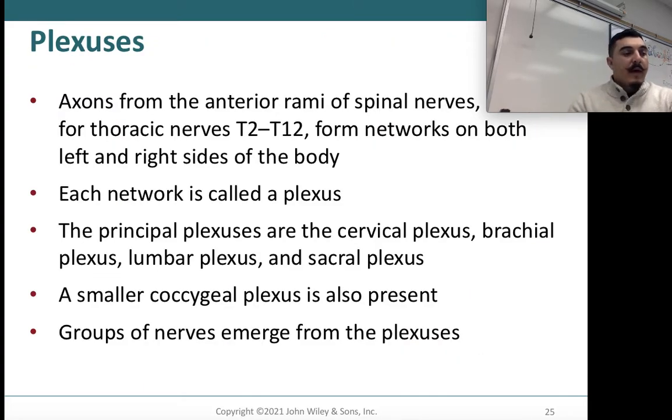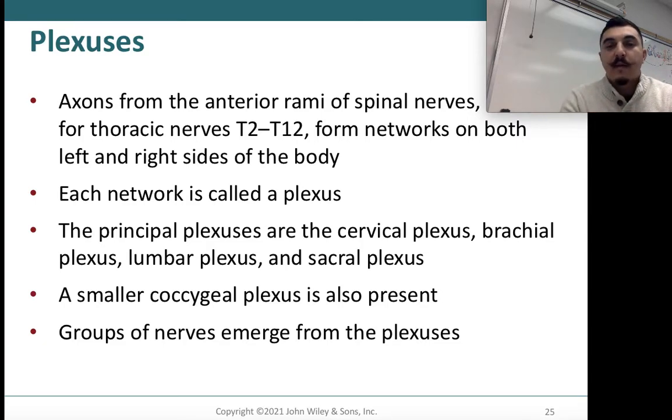Okay. So then we have what are called plexus. Those plexus are kind of like a bundle of nerves, and they're in different sections. We talked about them before in the picture, but basically axons from the anterior rami of the spinal nerves form networks on both the left and right side of the body. Each one of those networks is called a plexus, kind of like a little bundle of those nerves.